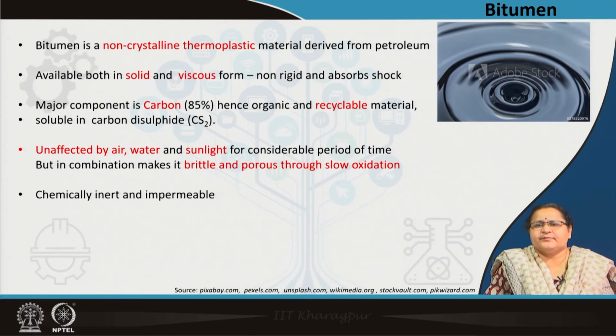What is this bituminous material? There are two types, one is bitumen and the other is tar. Tar is obtained from coal or wood. So, you can have coal tar or you can have wood tar. And bitumen may be naturally occurring or may be obtained from the petroleum industry. So, it is a kind of very thick, maybe crude oil.